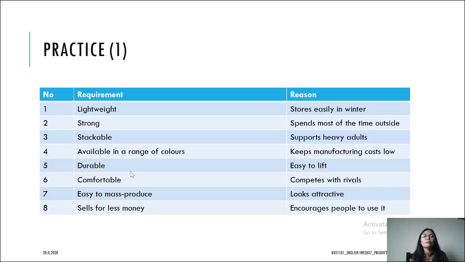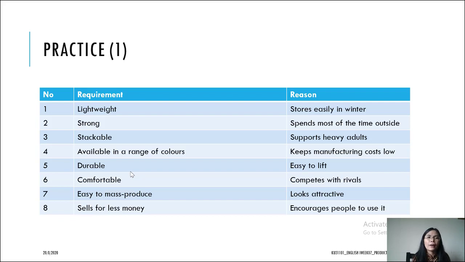Alright, so now we will move to the practice. Now we will talk about two practices. The first one is the matchup between the requirement and the reason. So why do we need to have a strong requirement for product design? Probably because of this, because of that. So I want you to match the requirement and the reason.